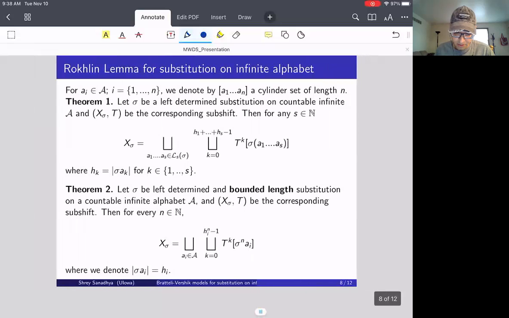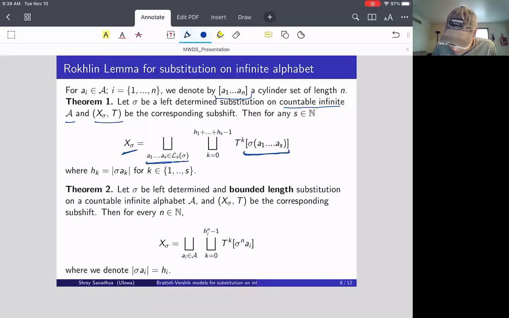Now we are ready to give the first theorems, and these are Rokhlin-lemma-type theorems. I will denote by this a cylinder set of length n. My first theorem says that if sigma is a left determined substitution on a countable infinite alphabet A, and X sigma with the shift T is the corresponding subshift, then I can write the space X sigma as a disjoint union over words of length s, of the cylinder sets of this form.